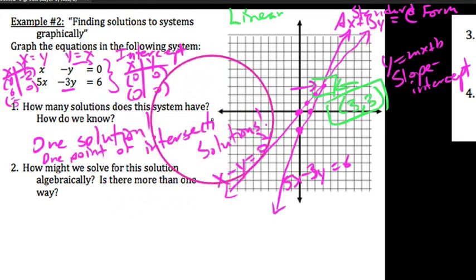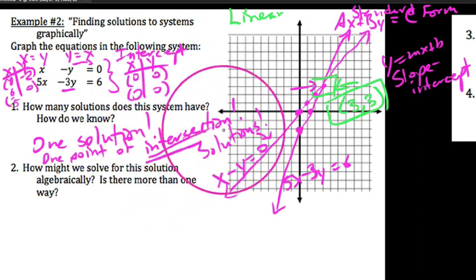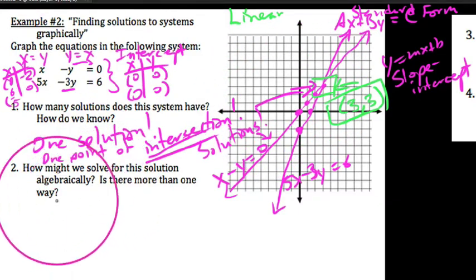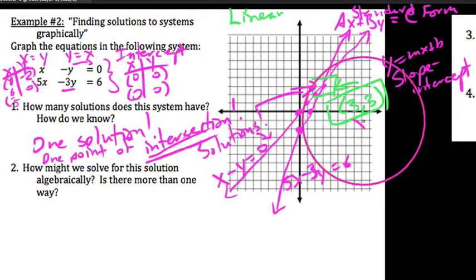When you look at the graph of a system, we're looking for the points of intersection, because that's the number of solutions it has. And then the other thing is this: we have to check this solution to see that it works.